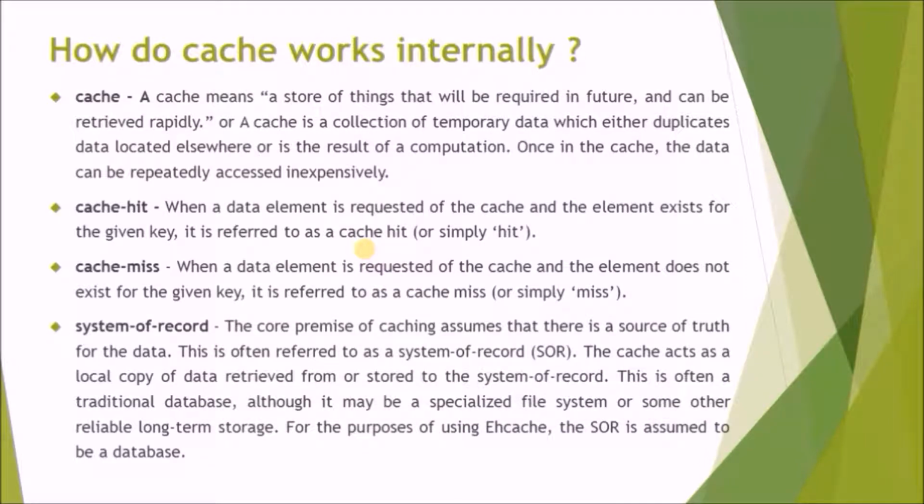System of record. The core premise of caching assumes that there is a source of truth for the data. This is often referred to as the system of record, SOR. The cache acts as a local copy of data retrieved from or stored to the system of record. This is often a traditional database, although it may be a specialized file system or some other reliable long-term storage. For the purposes of using Ehcache, the source is assumed to be a database.